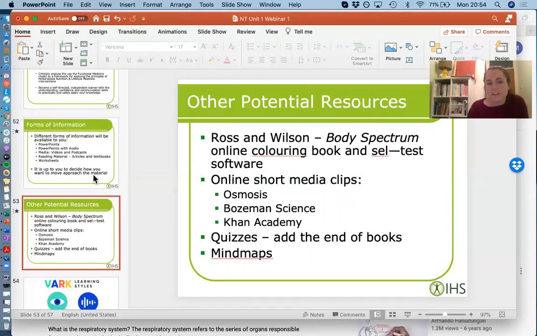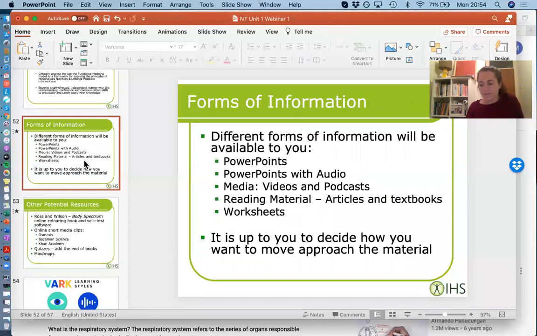So that's just something that I wanted to highlight to you, that we're going to give you guidelines of the material to cover each week. It's up to you to decide how you want to move through it. And it's good for you to reflect on what's your preferred learning style and what kind of resources you need to support yourself.